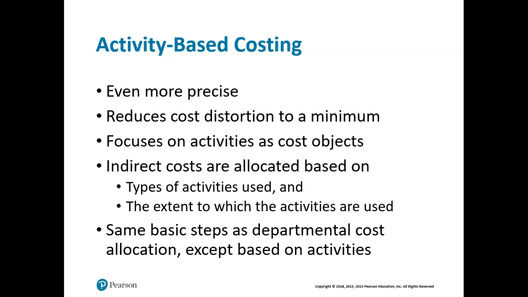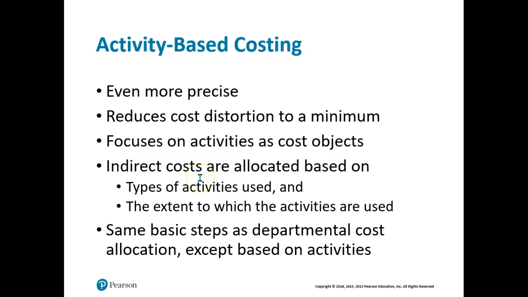ABC costing is more precise and it reduces distortion to a minimum. Instead of looking at a department, now it looks at the actual activities. What's really good about this for management is that you can see what things really cost, and you can come up with ways to improve your process so that you can save some of these costs. Before this, you really didn't know what the activities themselves cost.